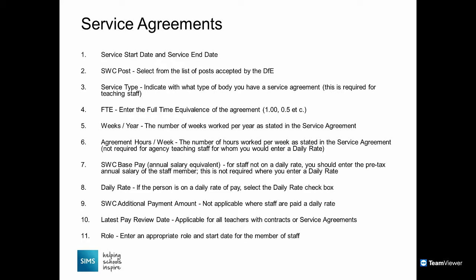So we've got to record a service start and end date, and map it to a school workforce census post type. We've got to say the service type, so what type of body you've got a service agreement with, the full-time equivalence for that person, how many weeks a year they work, how many hours a week they work, the annual salary equivalent, unless you're just paying a day rate for that person to be there. Any additional payments amounts. We've got the latest pay review that needs to be recorded if they've been there that long, and a role for that member of staff.